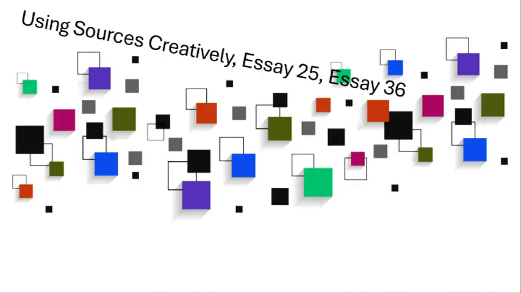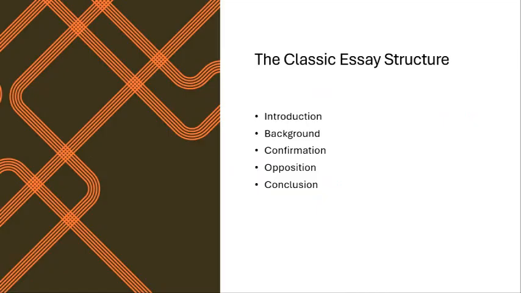All right. So in case that wasn't a little tease, we're talking about using sources creatively now. And so I want to talk about specifically the essay structure. You heard me right. This is the final essay structure. I told you we'd be talking about it. Please note, there are 5 sections here in this little thing. The classic essay structure: introduction, background, confirmation, opposition, conclusion.